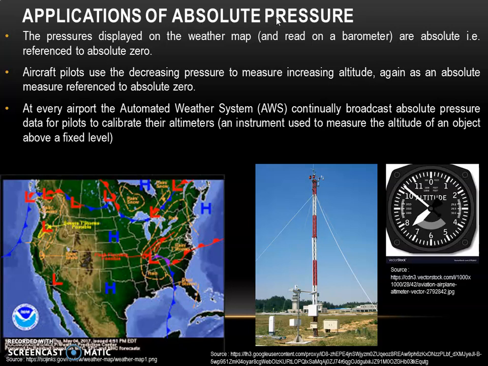Next is applications of absolute pressure. The pressure displayed on the weather map and read on a barometer are absolute, that is reference to absolute zero. Aircraft pilots use the decreasing pressure to measure increasing altitude, again as an absolute measure, reference to absolute zero. At every airport, the automated weather system continuously broadcasts absolute pressure data for pilots to calibrate their altimeters, which is an instrument used to measure the altitude of an object above a fixed level.